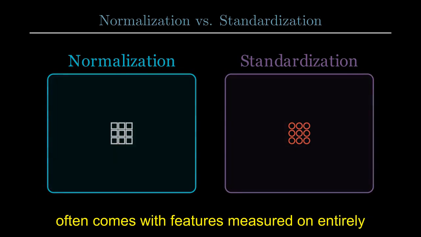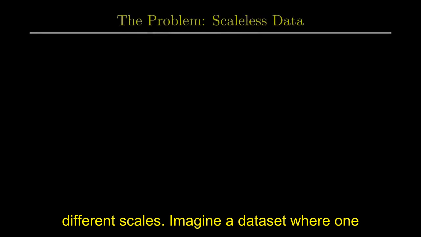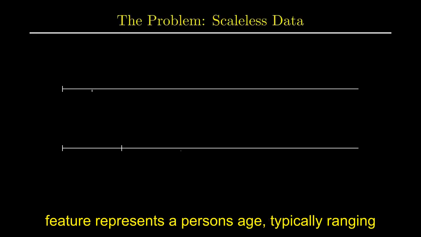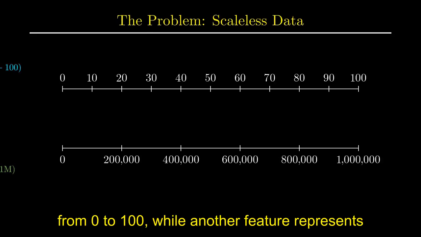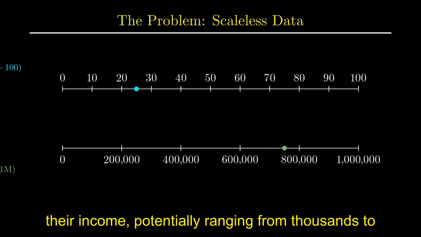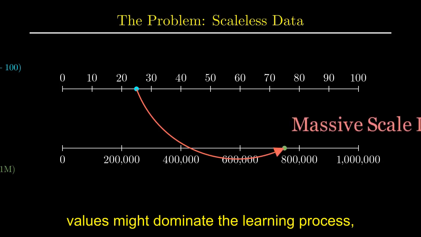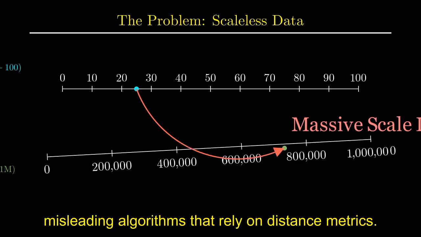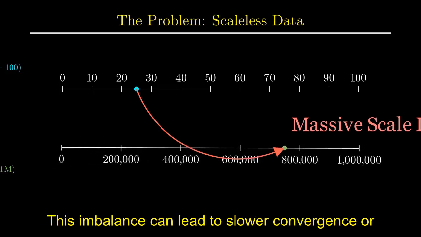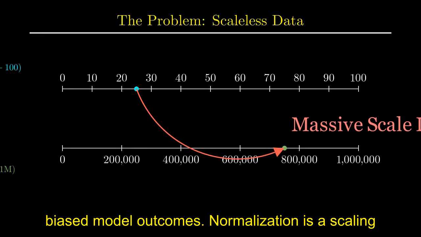Raw data often comes with features measured on entirely different scales. Imagine a dataset where one feature represents a person's age, typically ranging from 0 to 100, while another feature represents their income, potentially ranging from thousands to millions. Without scaling, features with larger values might dominate the learning process, misleading algorithms that rely on distance metrics. This imbalance can lead to slower convergence or biased model outcomes.